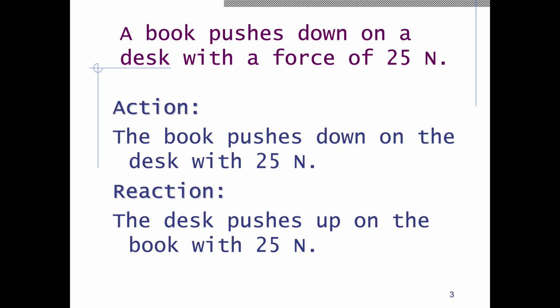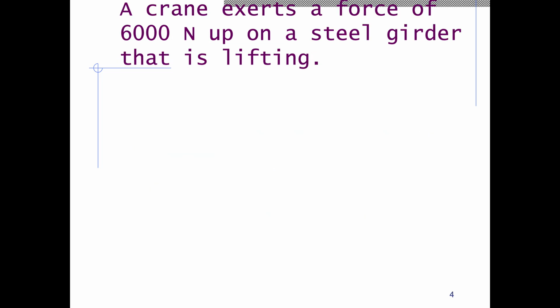In other words, my reaction statement for this is the desk pushes up on the book with 25 newtons. So if you're starting to get comfortable with this, you should be able to say, all right, if I read about a crane that exerts a force of 6,000 newtons up on a steel girder, steel girder is just a fancy way of saying like a steel beam, that it's lifting.